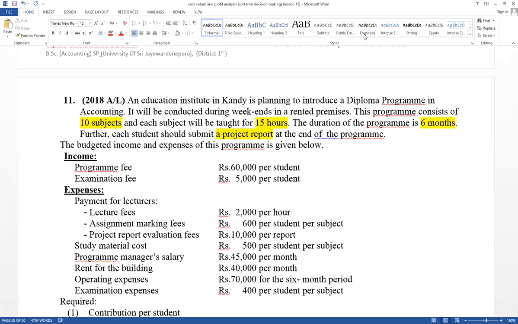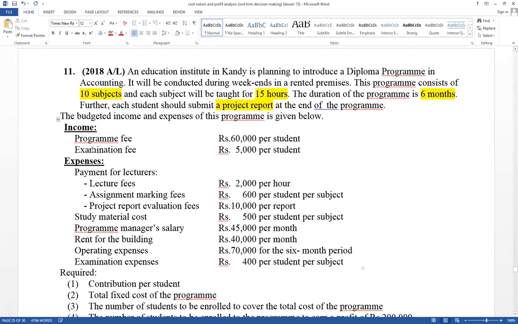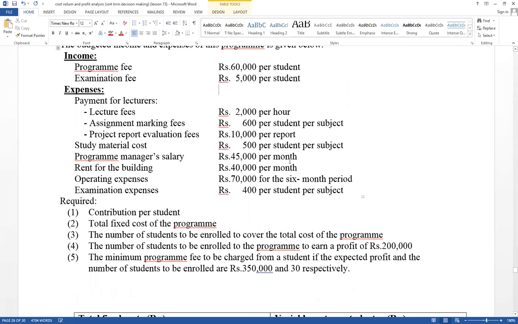Therefore, when we are going to recognize variable cost and fixed cost, you have to compare with the number of students. When the number of students changes, total cost changes. Those are the variable costs. Therefore, try to recognize how to calculate variable cost per unit as well as total fixed cost and selling price. As a selling price, you have to consider program fee as well as examination fees. Next one, question number 12.